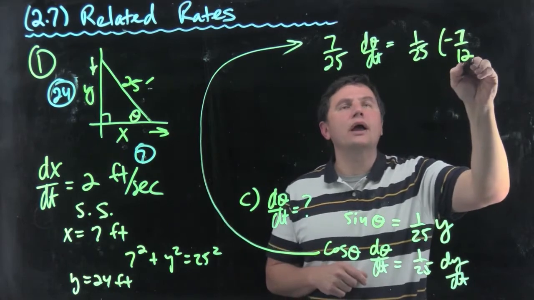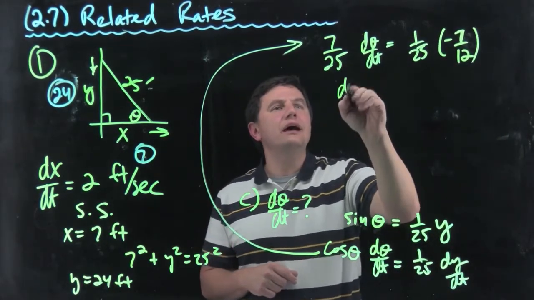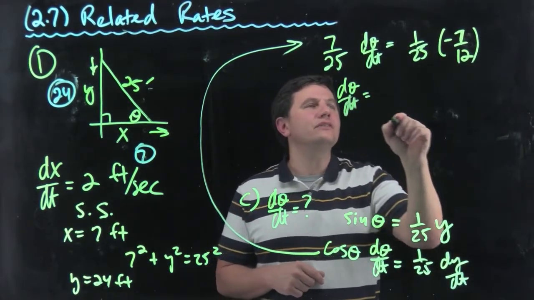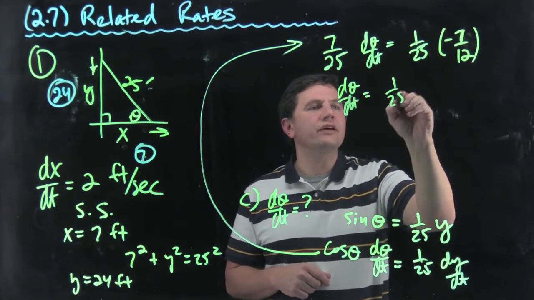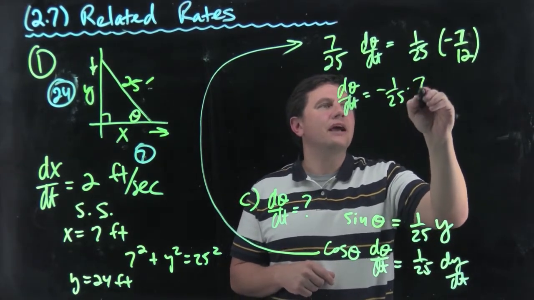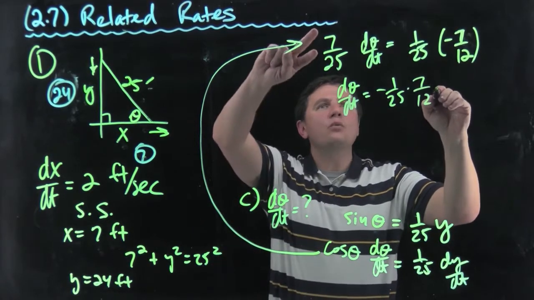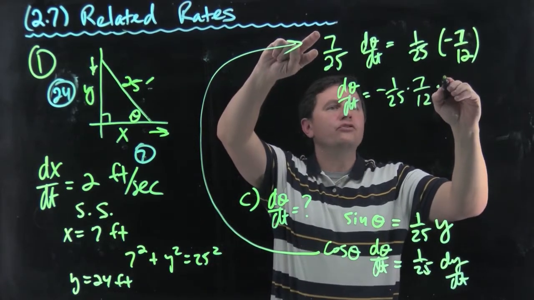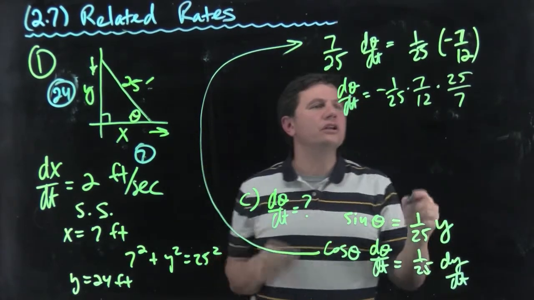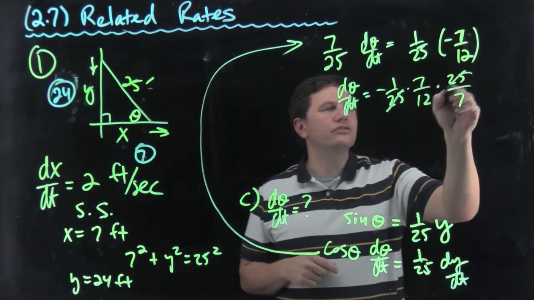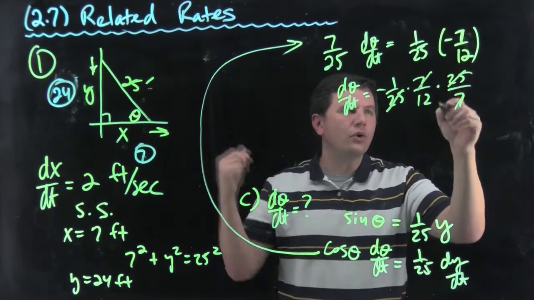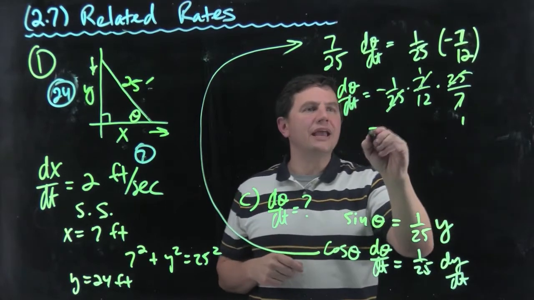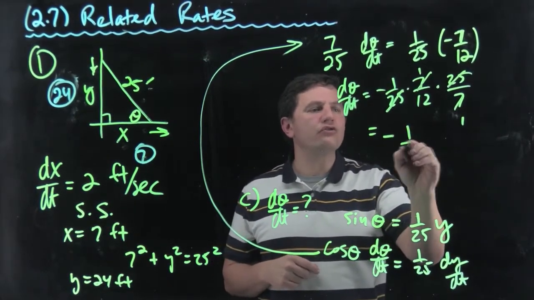Okay, so d theta over dt is equal to 1/25. We'll move the negative out front, times 7/12, and then we're going to multiply by the reciprocal here, so this will be 25 over 7. We see the 25 cancels and the 7s cancel, so that's 1, that's 1. So what we get is negative 1/12.